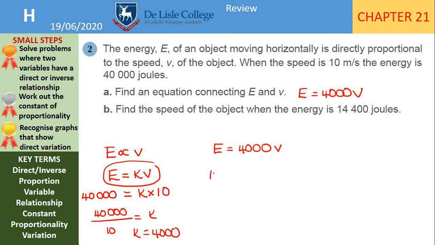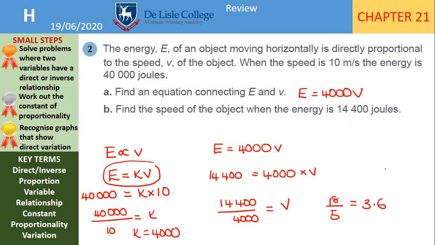I'm going to replace the energy with 14,400. And if I divide this by 4,000, I will be able to work out what V is. So if you type this into your calculator, it simplifies it to 18/5, which is equal to 3.6. And because it was a speed, we're trying to find the unit for speed in the question is meters per second. So the answer is 3.6 meters per second.